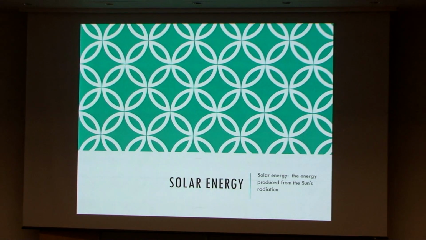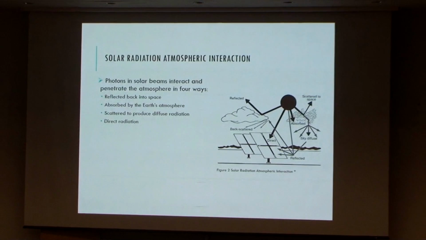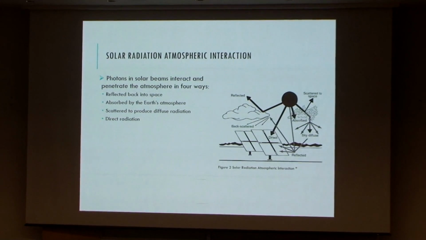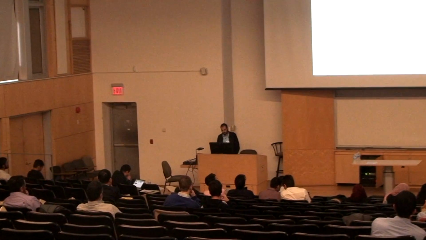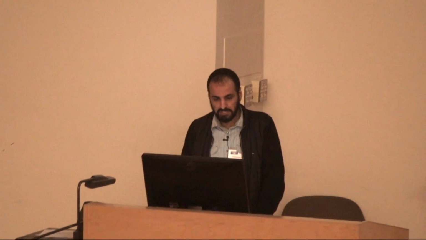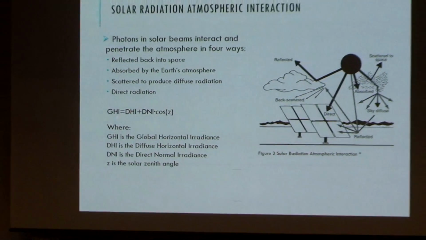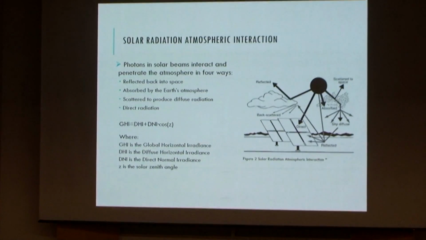Solar energy can be defined as the energy produced from the sun's radiation. I'm going to talk about solar radiation atmospheric interaction. There are 4 types of solar beams due to interaction with the atmosphere: reflected, absorbed, scattered, and direct. Scattered and direct are the most important factors in solar power application and forecasting, and they can be expressed by this equation. So the global horizontal radiation equals the diffuse plus the direct times the zenith angle.